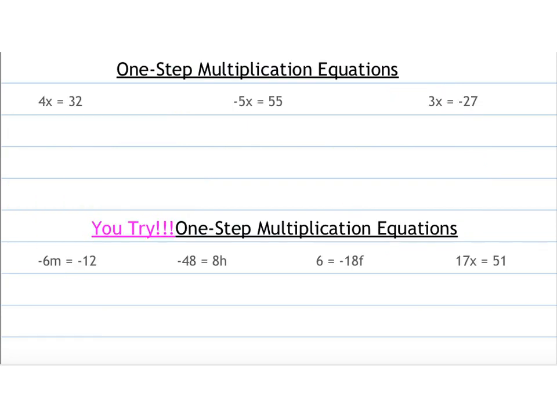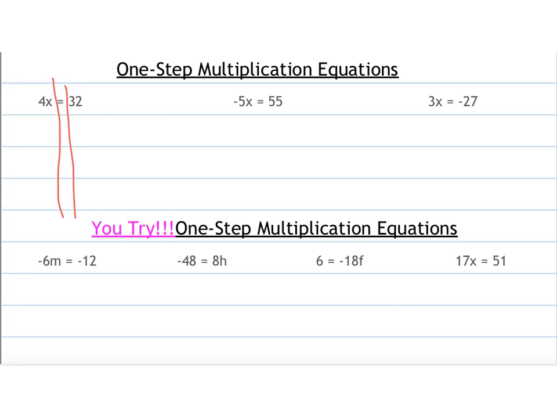All right, let's do some together. So just like last video, you're going to do all of these with me. First, we have 4x equals 32. So 4x equals 32. I write my slide. This time I ask myself, 4 times what number equals 32? Again, we can do some of these in our head. We know that 4 times 8 equals 32.